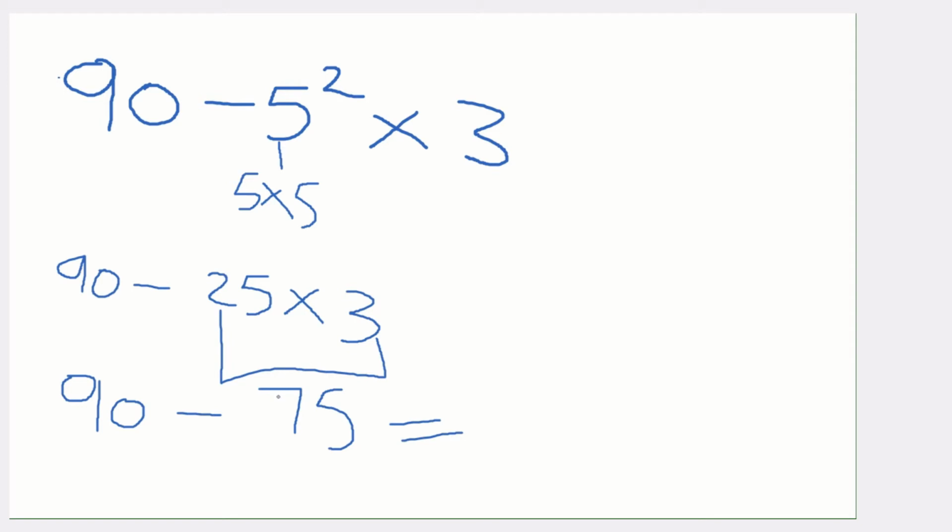What do we get when we take 75 from 90? And of course, if you guessed or if you calculated and got 15, then you are correct. So the answer for 90 minus 5 squared times 3 is equal to 15. Okay, we're going to do another example.